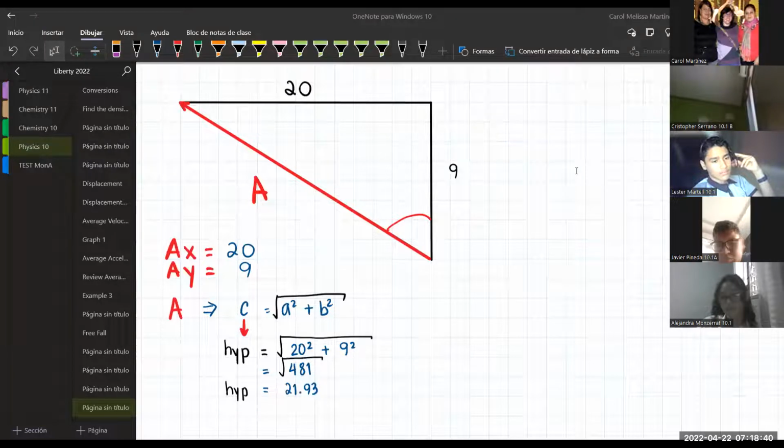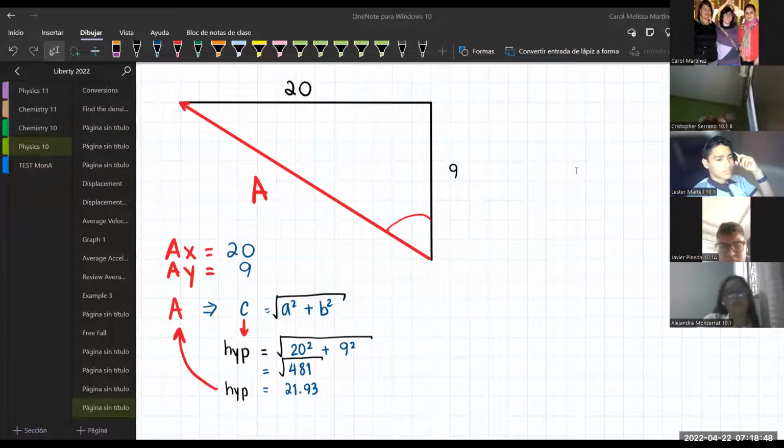Okay, the hypotenuse. Remember that we already called this hypotenuse with the letter A, okay? So, in our triangle, we're just going to write the value of the hypotenuse. We're going to say that this side is 21.93. And then we analyze if it makes sense, okay? Is the hypotenuse the largest side? Yes. We don't know if it's right, but at least it makes sense, okay?